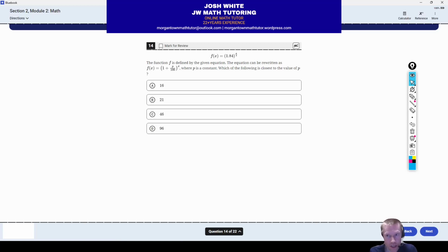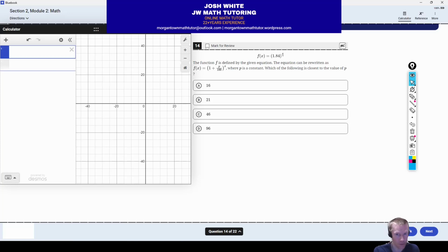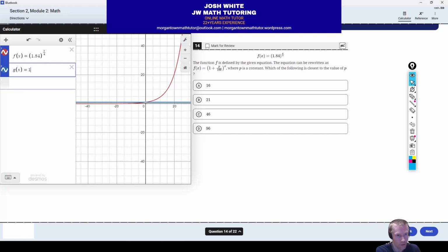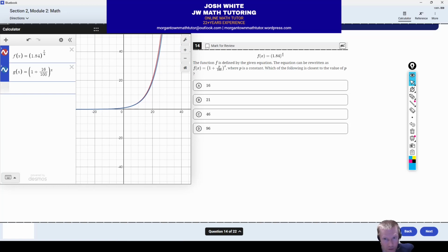So you're given this general function. So let's go to Desmos. Okay, so here's the original function. And they say it can be rewritten as 1 plus p. Now my p, these are my answer choices I'm plugging in. Okay, so which of the following is closest to the value of p that if you plugged it into this other form of the function down here, it would be equivalent?